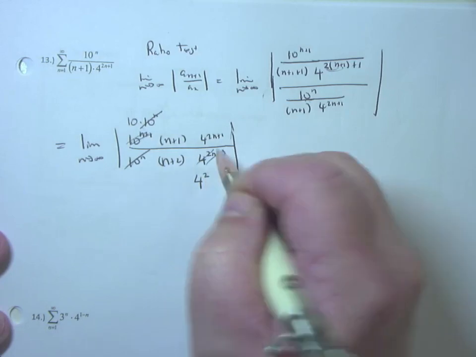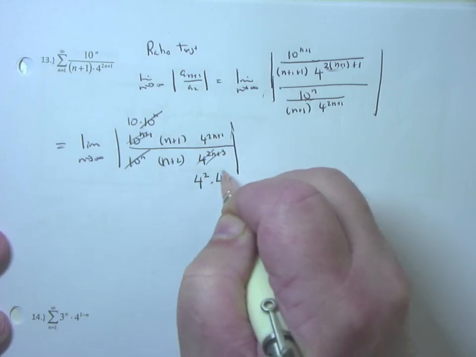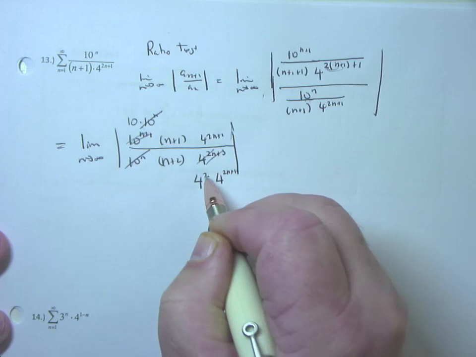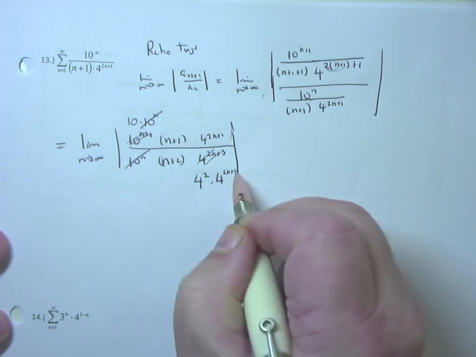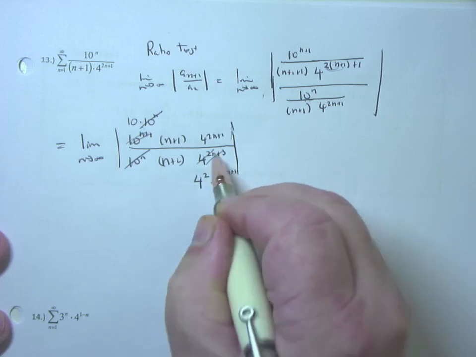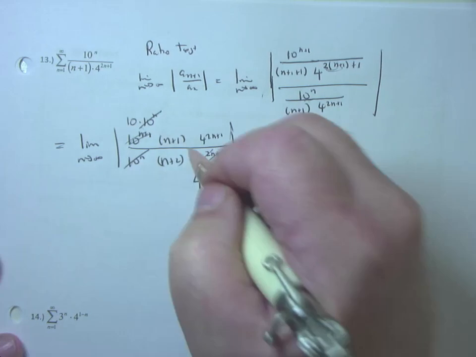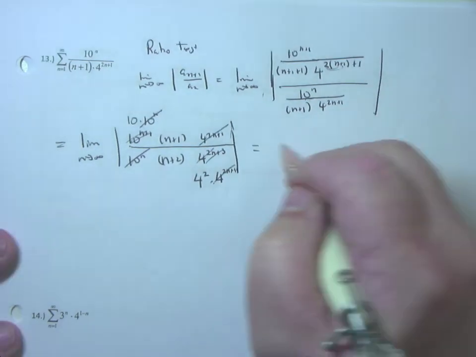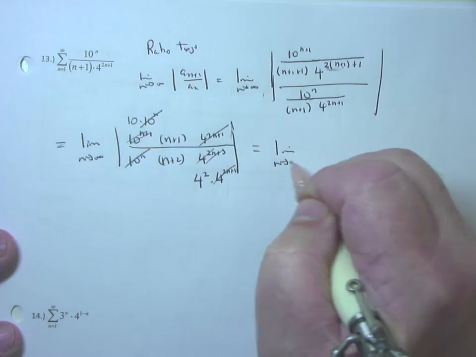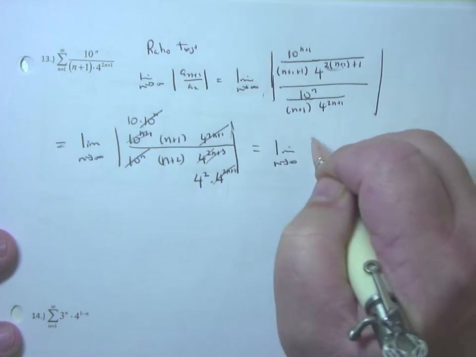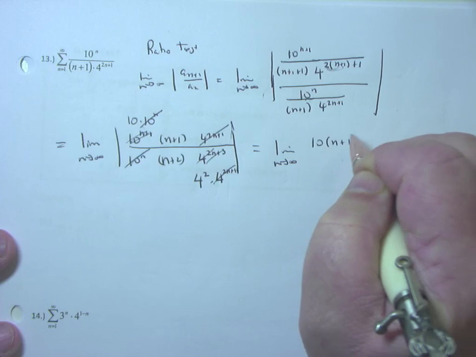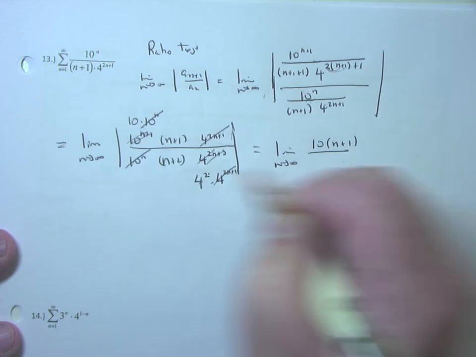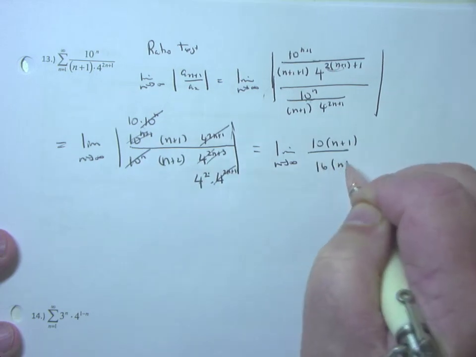That'll be 4 squared times 4 to the 2n plus 1, because remember, when you multiply, you have to add exponents. 2 plus 2n plus 1 is 2n plus 3. And the 4 to the 2n plus 1's cancel. So you're left with the limit as n approaches infinity of 10 times n plus 1 divided by 4 squared, which is actually 16, times n plus 2.